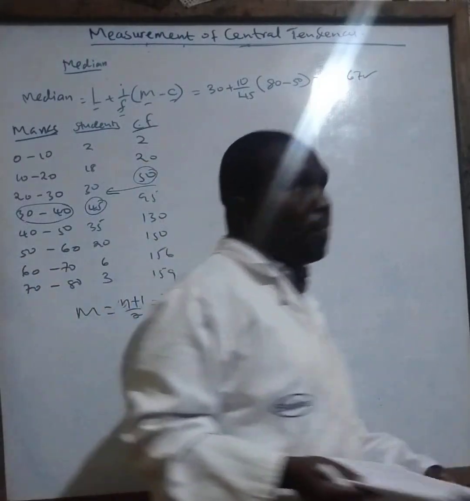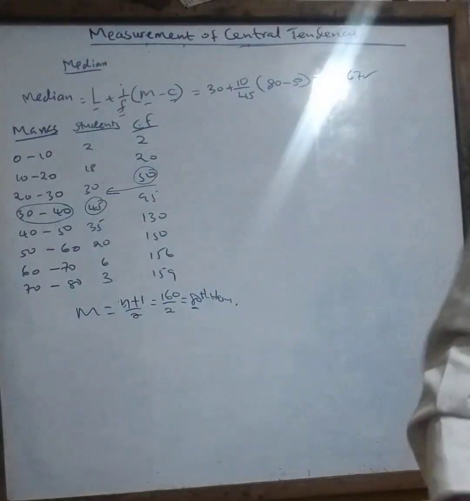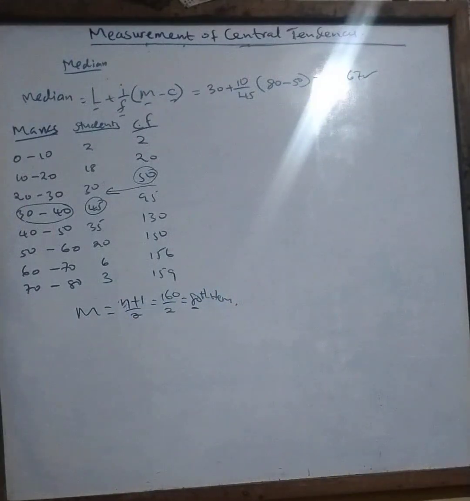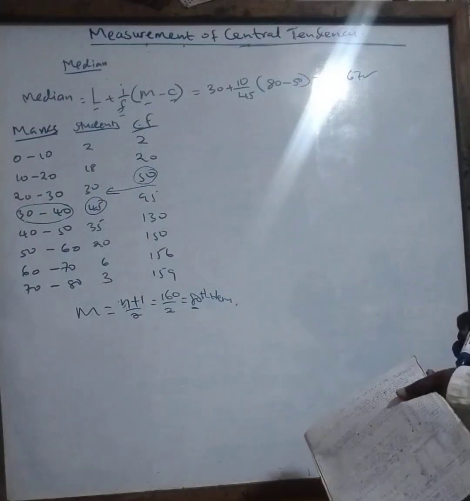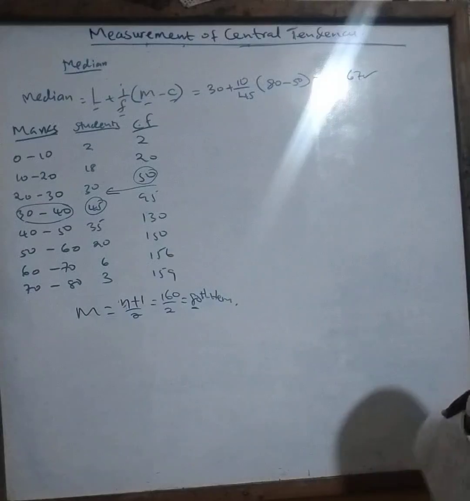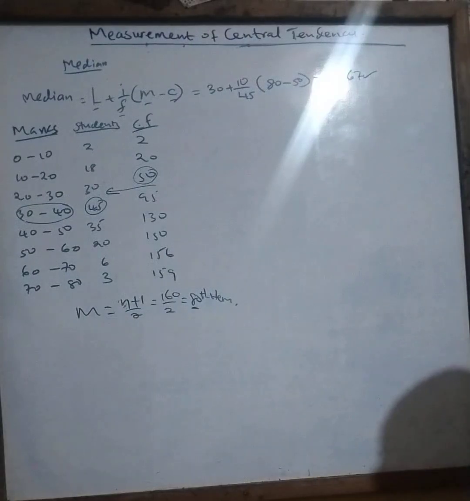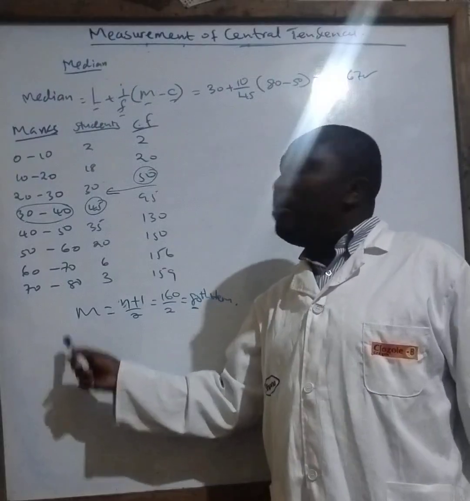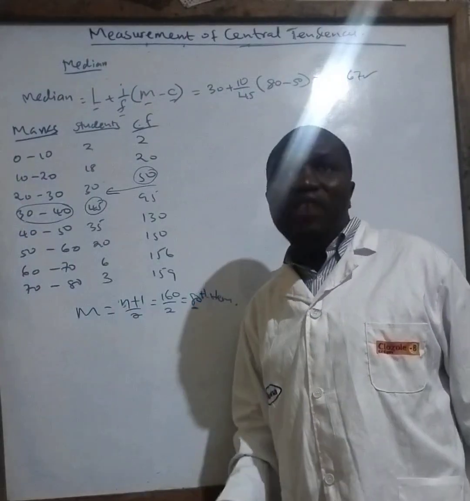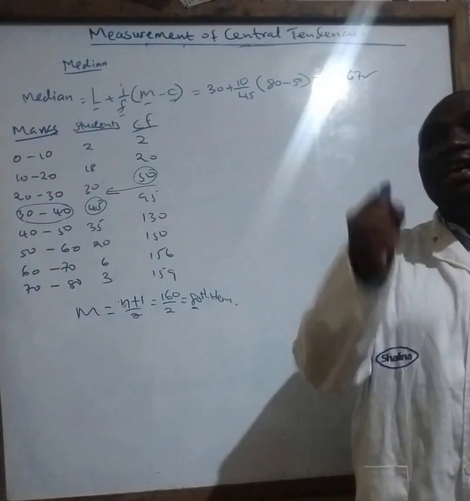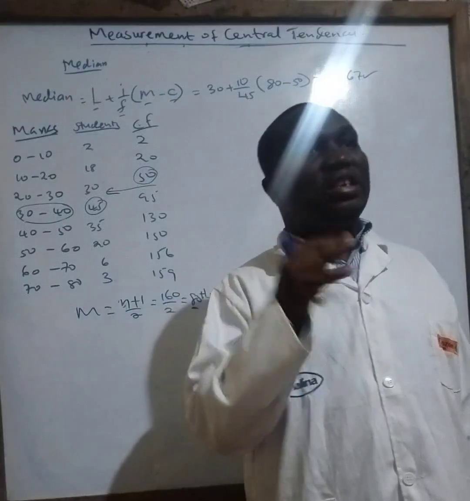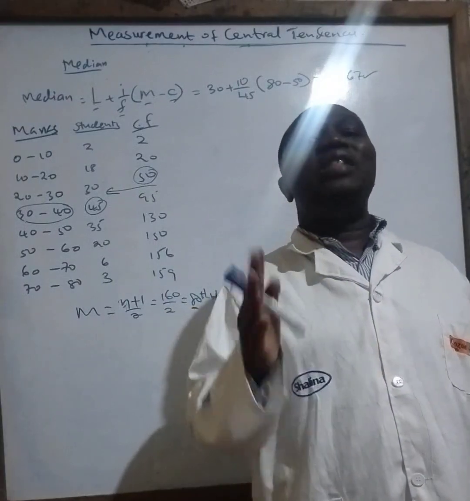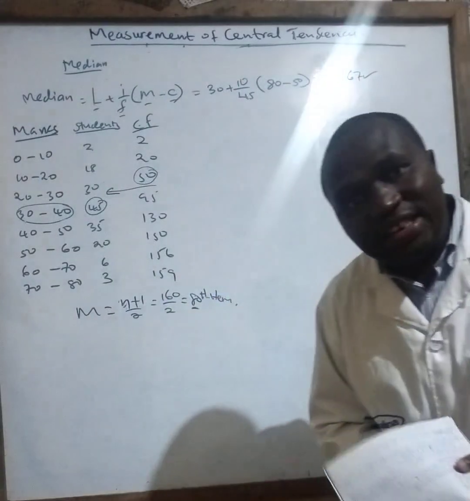Sometimes, class, you might be forced to reshape this data. How do we reshape it? Look at this question here. Sometimes if you subtract this minus this, you get 10, 10, 10. But sometimes if you subtract, you get 9. If you get 9, that is not the correct interval. So what you do is reshape that data. How do we reshape the data, class?